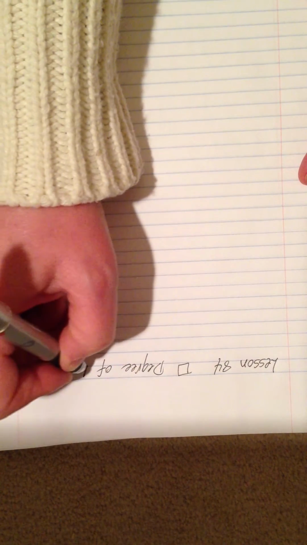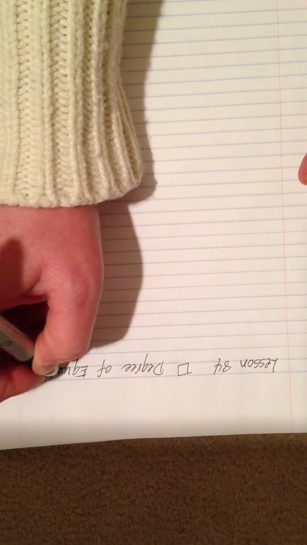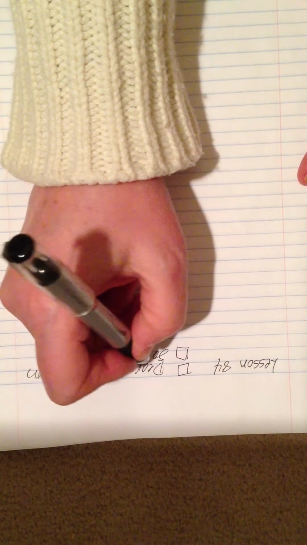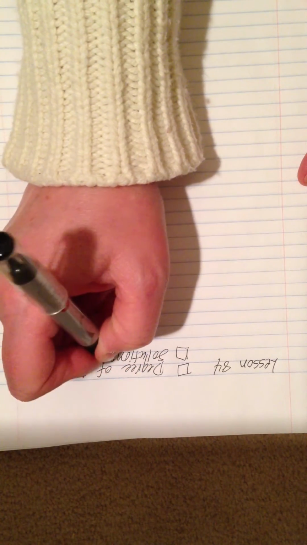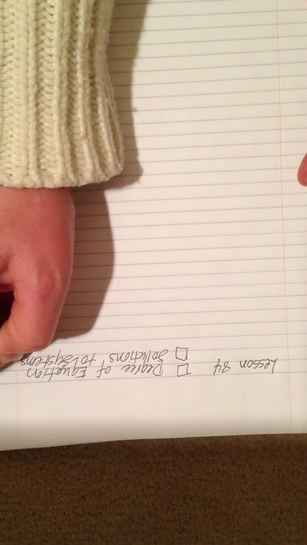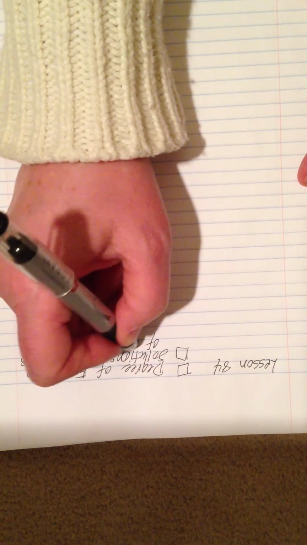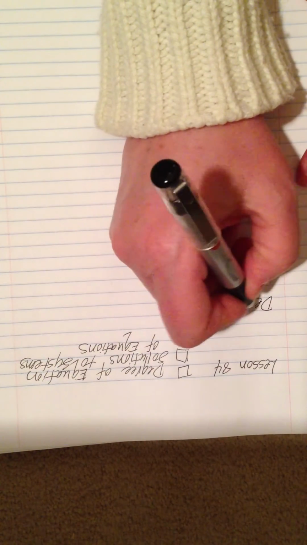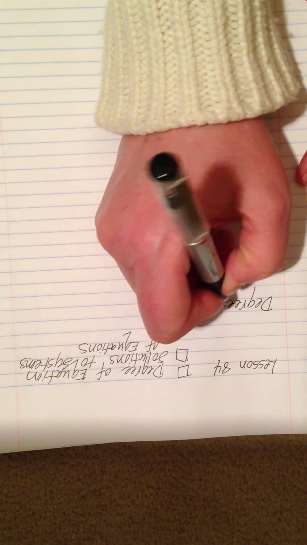The degree of an equation. And then we're going to talk about solutions to systems of equations. It's not that hard, and we get to draw pictures, so that's good. First, let's talk about degrees. Here is what a degree is.